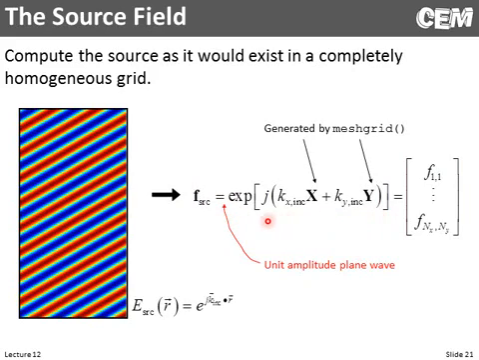Here's how you would calculate that. It's simply an exponential of e to the k dot r. So we calculate it this way on a two-dimensional grid. That's the first step.